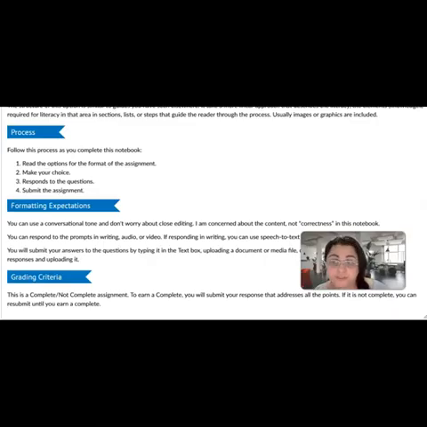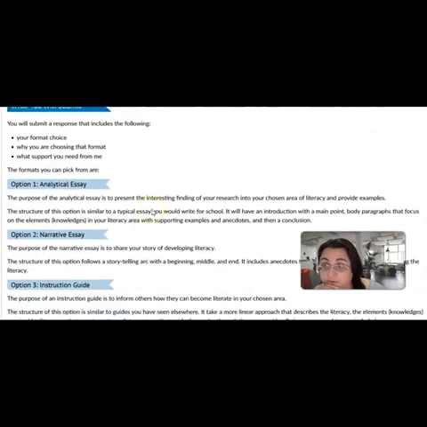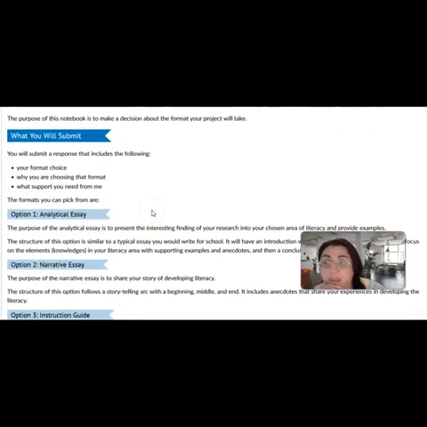Okay, so with this notebook, your goal is to decide what format you're going to use. You're going to explain to me and answer these questions and submit. So you're just going to explain why you've chosen what you've chosen and what kind of support you might need. So, for example, I've decided on an analytical essay about baking, and what I might need is some help finding good sources to write my essay, right? So that is what you're looking for with this particular notebook.